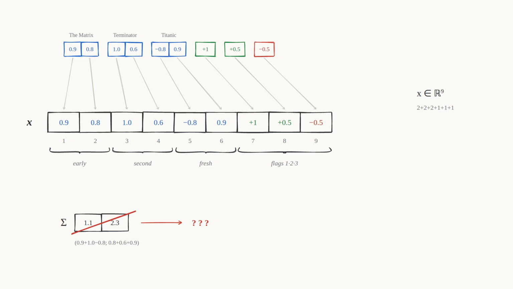And you can check that on our actual numbers. The sum of our 3 points is 1.1 and 2.3. 1 point instead of 3, and from it you can't see the order, and you can't see that Titanic came with a minus. 2 closing notes.